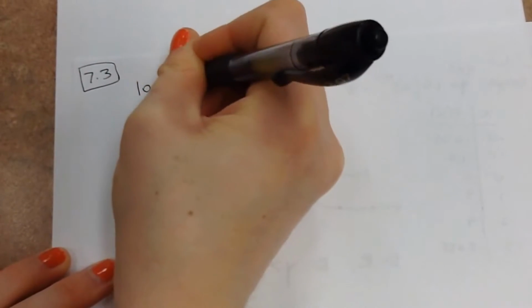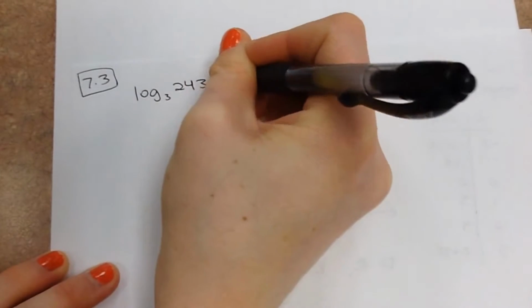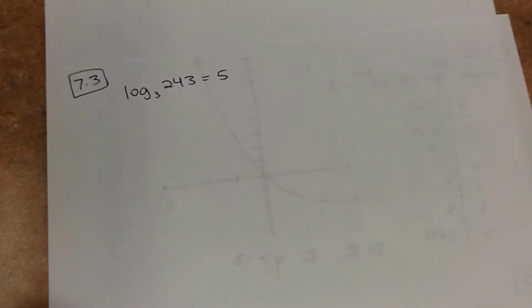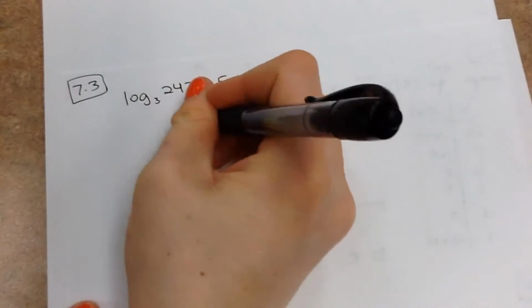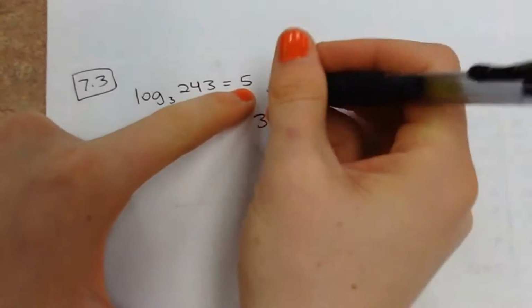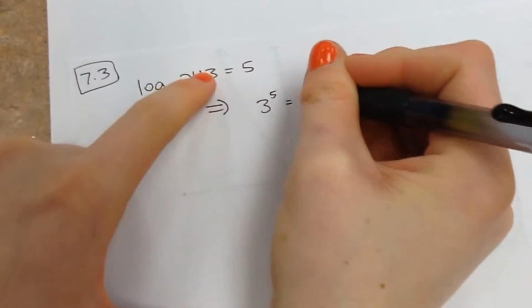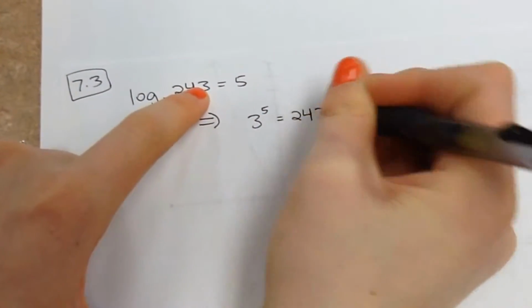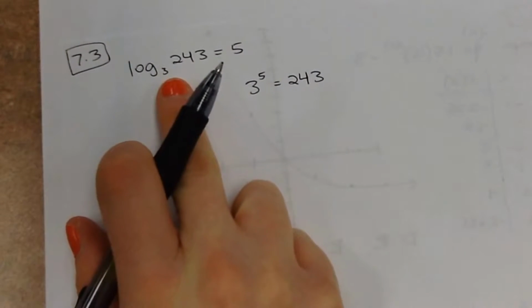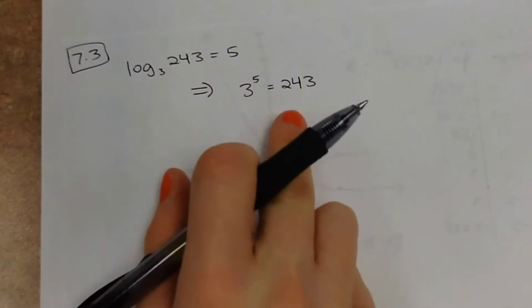Log base 3 of 243 is equal to 5. Let's say I asked you to write an exponential equation that was equivalent to that. The exponential equation would look like this. I take my base, which is 3, my power is then over here, and then equals 243. Hopefully we recognize this as being a true statement. So if I give you this and ask you to write it as an exponential equation, you write this.